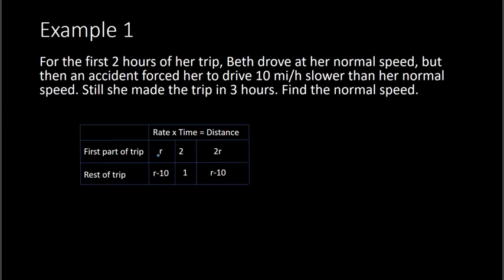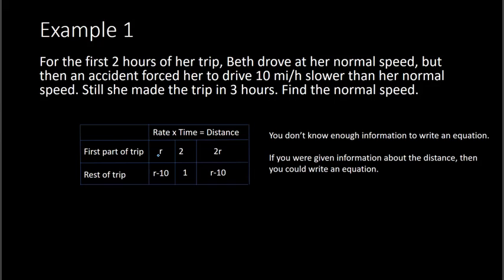Now this one does not have a solution because you don't have enough information to actually solve this. So if we knew something about the distance, like the first part of the trip was the same distance as the second part of the trip, or the total distance was, maybe 40 miles, then you can set up an equation. But our equation, we need to look at this last column, and with the distance, there's nothing given in the problem to set up an equation. So this one would have no solution.